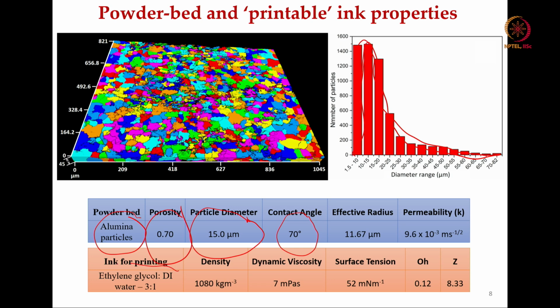Ethylene glycol to deionized water is in various ratios. One of the ink formulations has a 3:1 ratio, with dynamic viscosity 7 millipascal second, surface tension 52 millinewton per meter, Ohnesorge number 0.12, and density slightly above that of water, that is 1080 kilogram per meter cube.